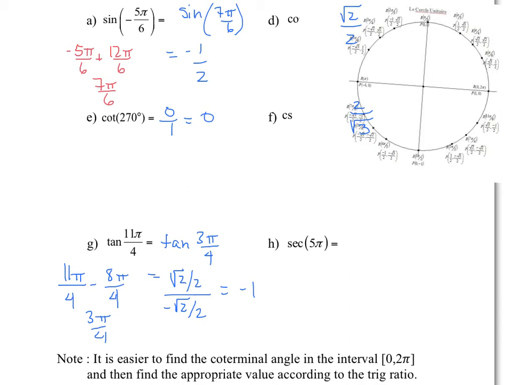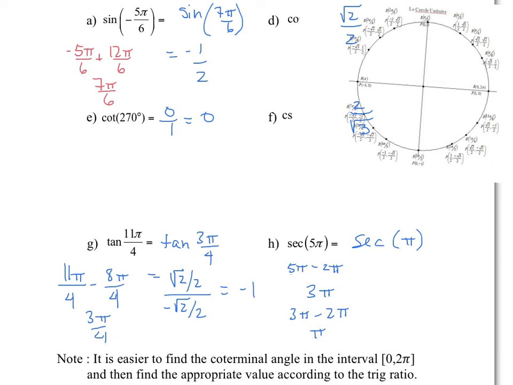And last but not least, 5 pi. So 5 pi, again, is not a value in your first unit circle, or first revolution. So we're going to take 5 pi and subtract 2 pi, which is going to give us 3 pi. That's still not in the first revolution. So we're going to take 3 pi, subtract 2 pi, we get pi. So the secant value will be the same as the secant value of pi.